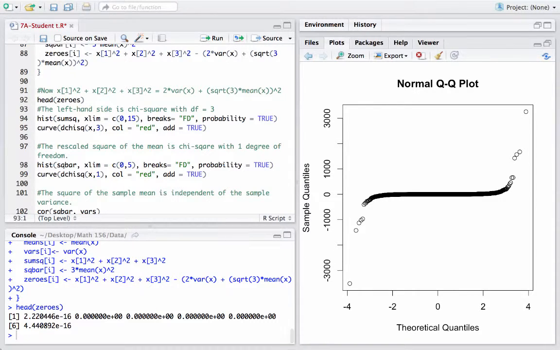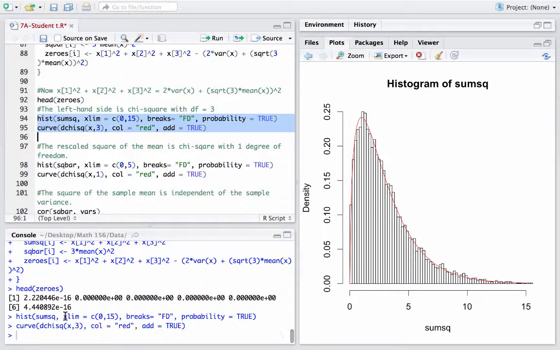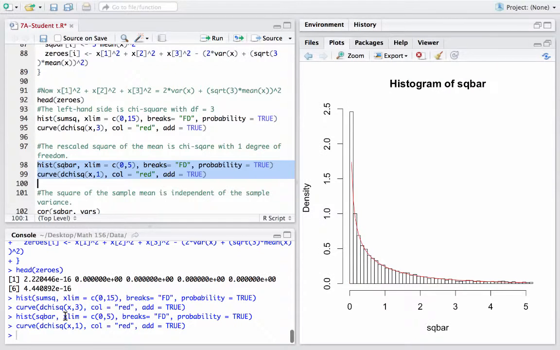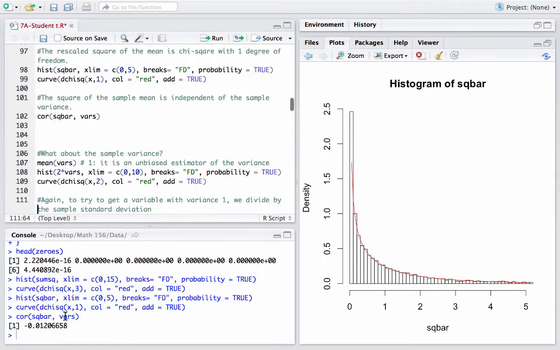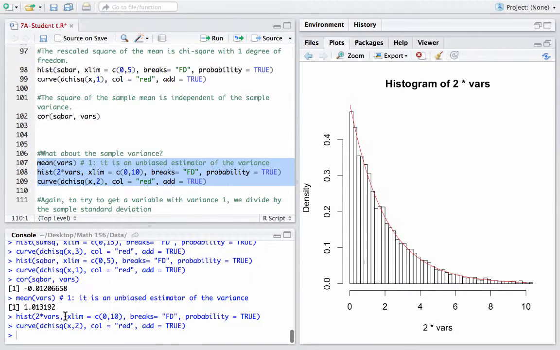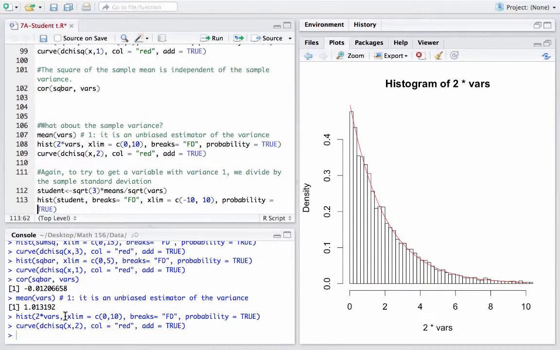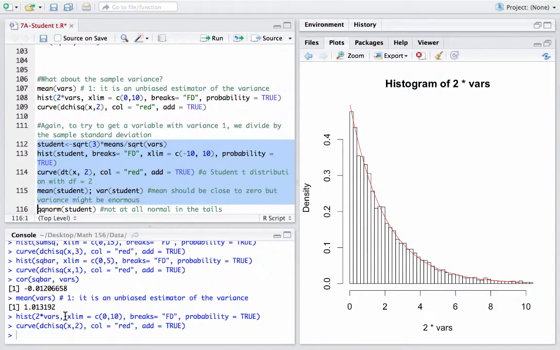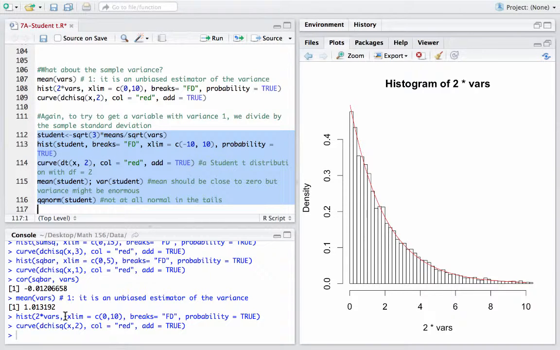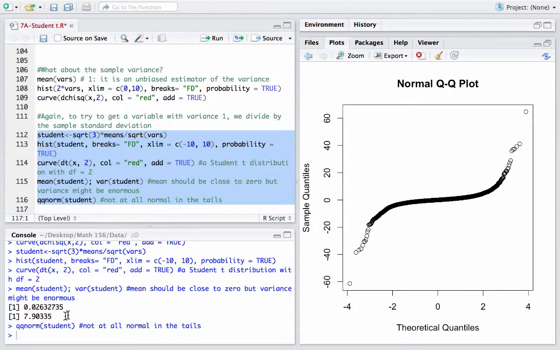Our algebraic identity comes out to be 0. See, R is creaking under the pressure of how close we are to 0. Here's that value 2.2 times 10 to the negative 16 again. And this time we're getting chi-squares with 3 degrees of freedom. We're still uncorrelated. We still understand the sample variance. And this time, if we construct our t-statistic and look at its distribution, it's a t-distribution with 2 degrees of freedom. I went a little too far there.